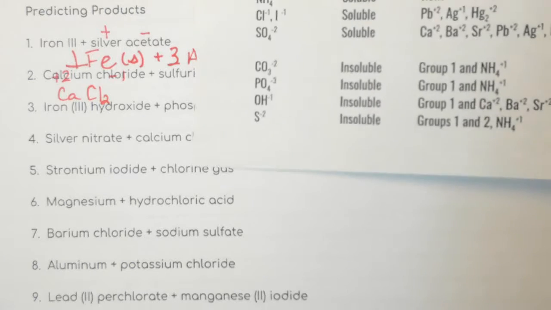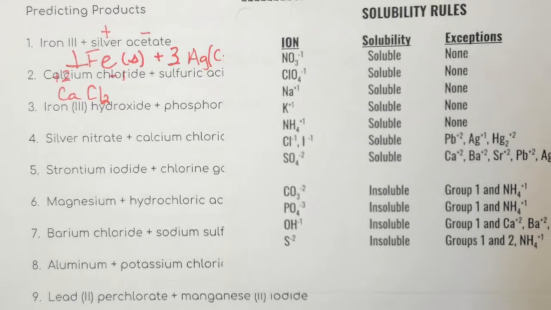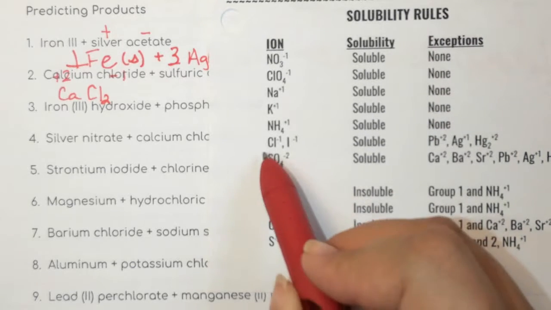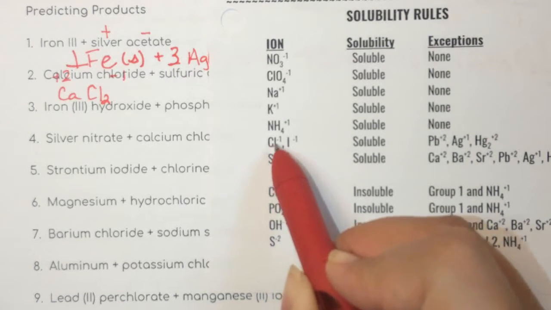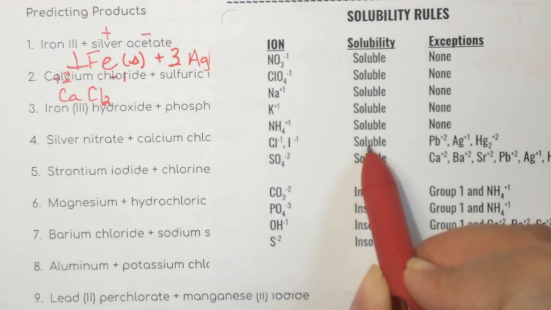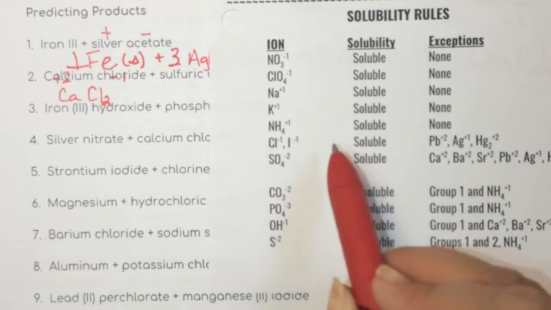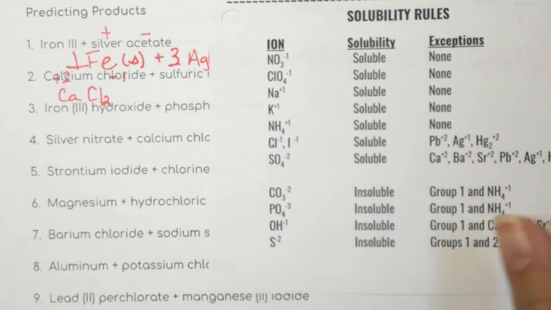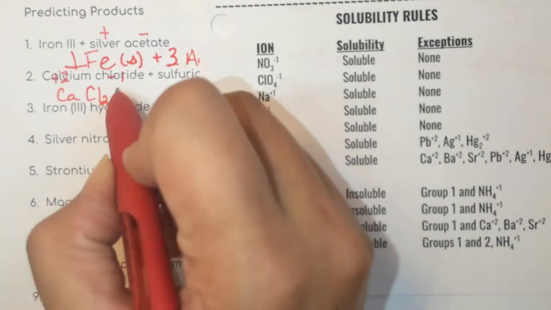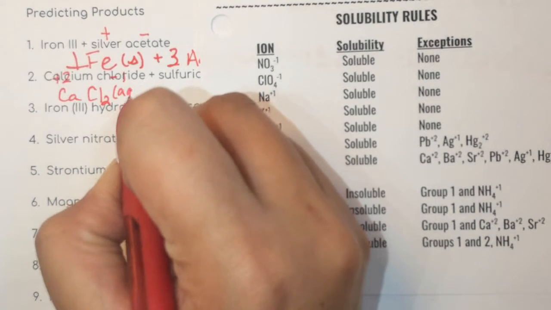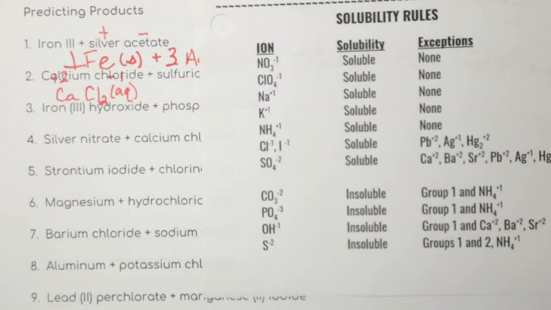Real quick, let's look at our solubility rules. Okay, when I have chlorine present, it is soluble unless it is mixed with lead, silver, or mercury. So it's not mixed with any of those, so it's soluble. When something is considered soluble, I write AQ to show that it's dissolved.